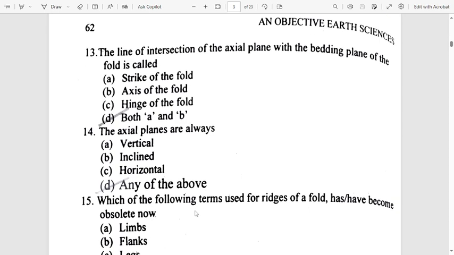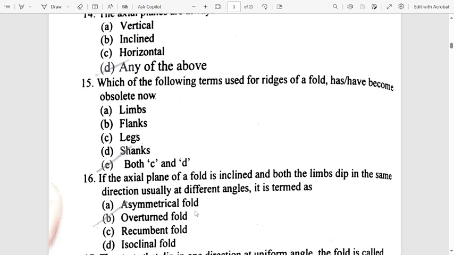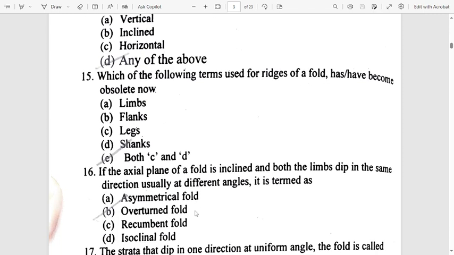The line of intersection of the axial plane with the bedding plane of the fold is called both hinge line of the fold and axis of the fold. The axial planes can be any of the above: vertical, inclined, and horizontal. Which of the following terms used for ridges of a fold has or have become obsolete now? Both C and D, legs and shanks.